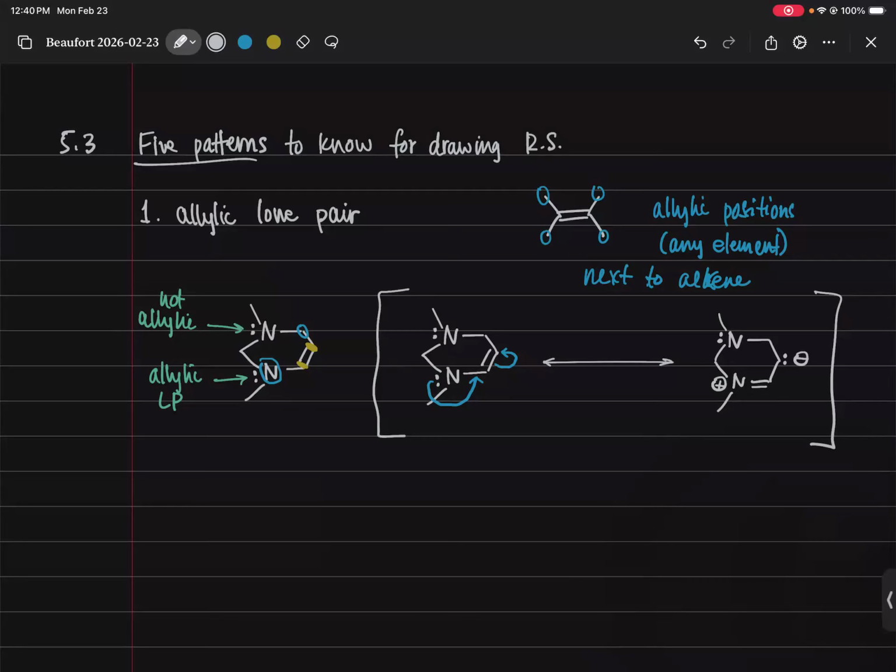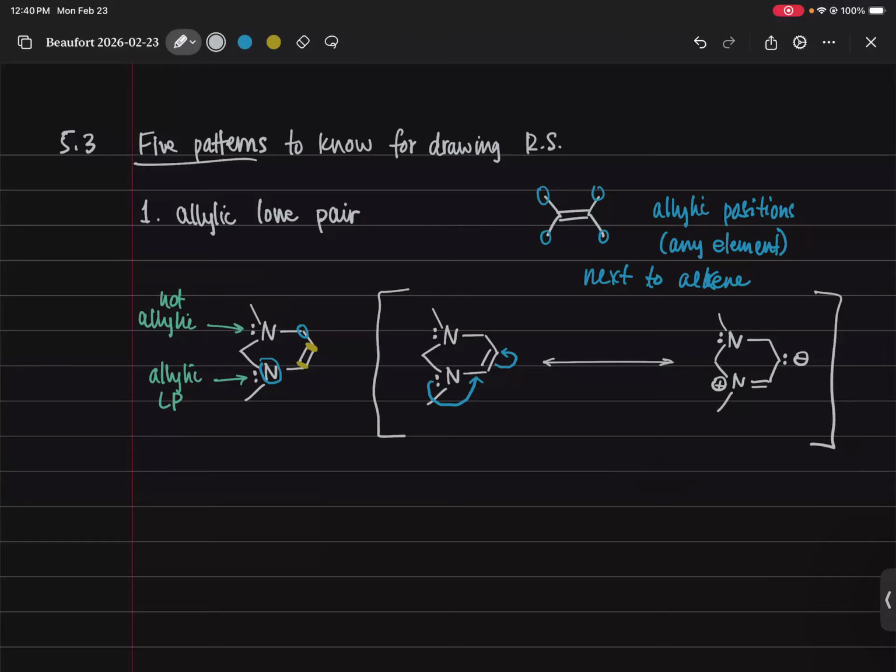Okay, last time we just began talking about the 5 different patterns that you can use for drawing resonance structures. The first to notice is an allylic lone pair. So we talked about this one.